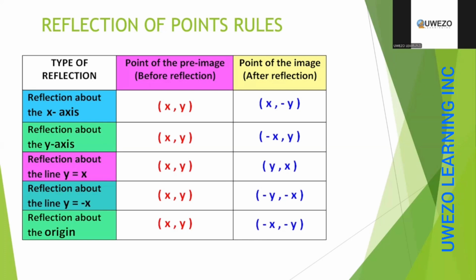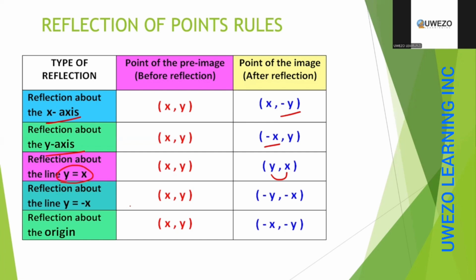For reflection of graphs, all we need to do is remember this table and switch the x and y coordinates accordingly. So whenever there is a reflection about x-axis, we simply change the sign of the y-coordinate. Similarly, if there is a reflection about y-axis, then we change the sign of the x-coordinate. If there is a reflection about the line y equal to x, then we interchange the x and y coordinates.